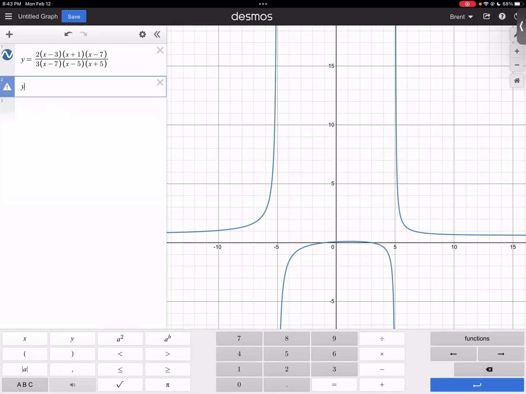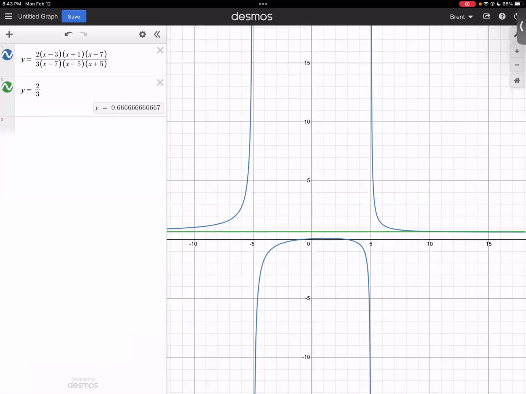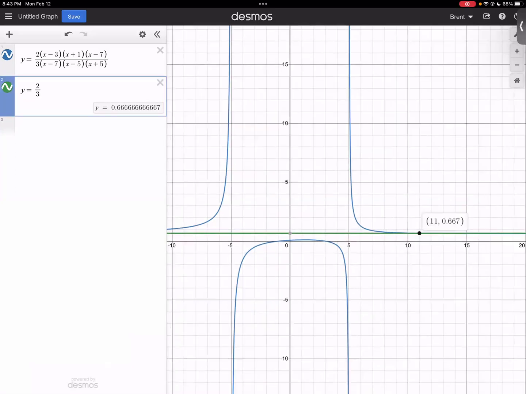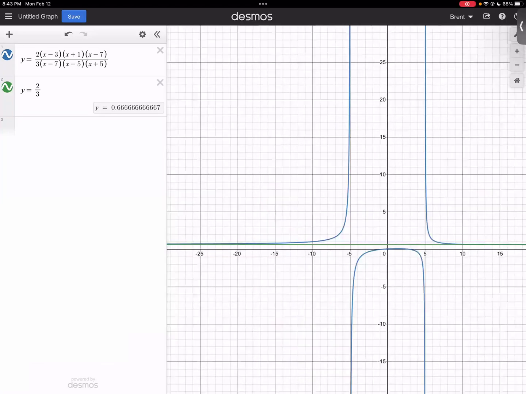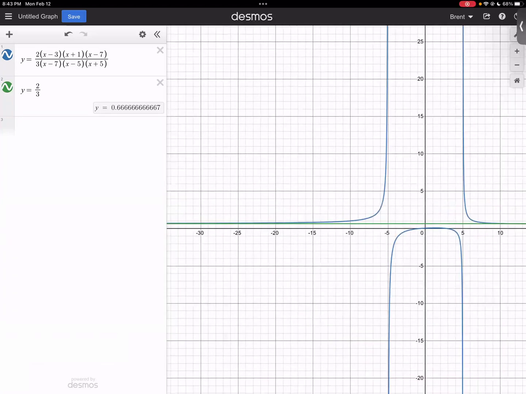Let's try this again. y equals 2/3. That's our horizontal asymptote that this graph approaches. Notice there is an intersection, which is okay. But the graph, as you go to the right and as you go to the left, approaches 2/3.